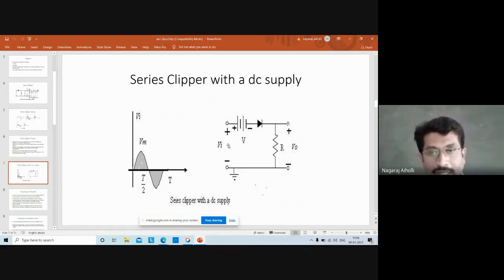That means when VI, the input voltage, is less than this V, it will be in an off state, because the DC supply voltage is more, which is making the diode off. So the diode will be turned on when VI becomes more than V. When this input signal VI overtakes the DC supply voltage, the diode will be in the on state, the conduction state, because the positive of VI is connected to the positive of the diode and the negative of VI to the negative of the diode. The diode will be turned on when VI is greater than V, right?